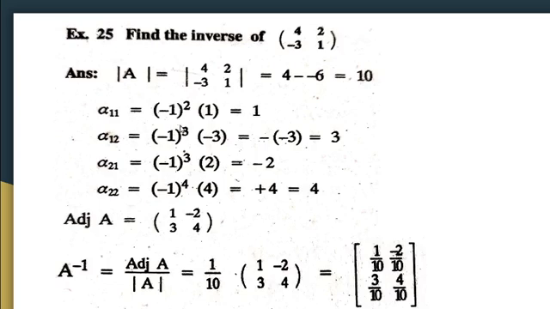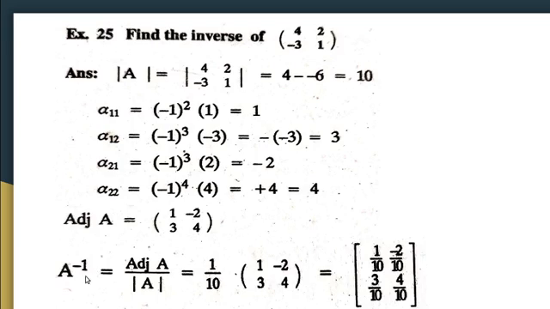First row elements will be 1 and 3. That becomes the column elements in the adjoint matrix. That means the adjoint matrix is the transpose of the cofactor matrix. Then these are the second row elements, minus 2, minus 2, 4. That will become the column elements in the adjoint A matrix.